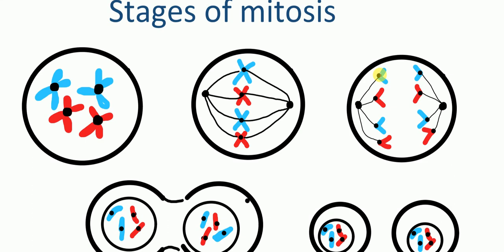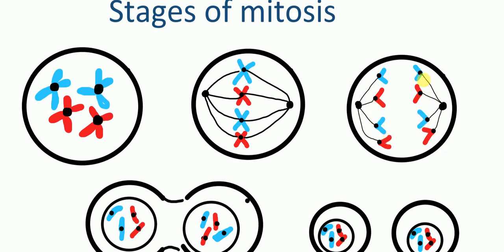So to prevent any kind of confusion, whenever someone is asking you to count the number of chromosomes, you simply count the number of centromeres. So here we are having 4 centromeres. So 1, 2, 3, 4. So we have 4 chromosomes. Now here you are having 8 chromosomes. How? 1, 2, 3, 4, 5, 6, 7, 8.